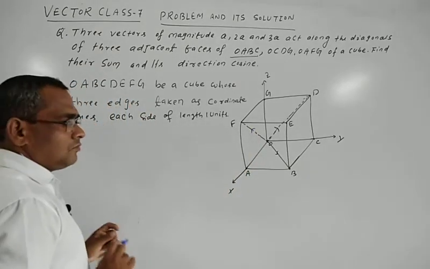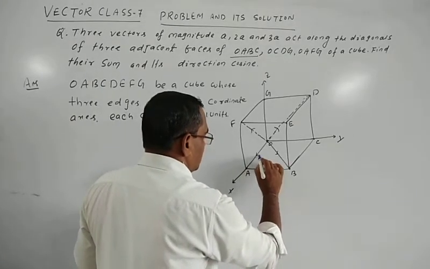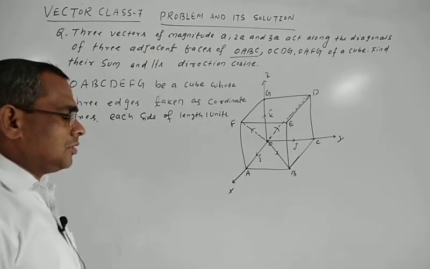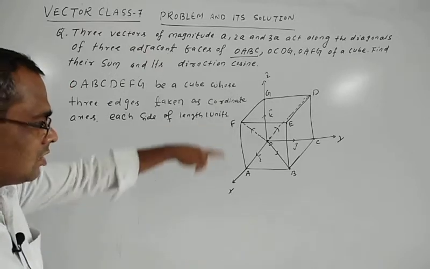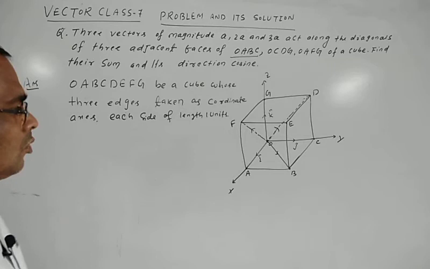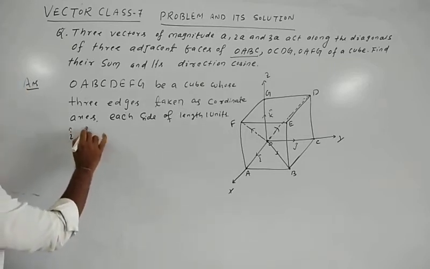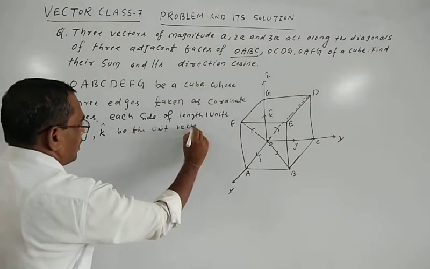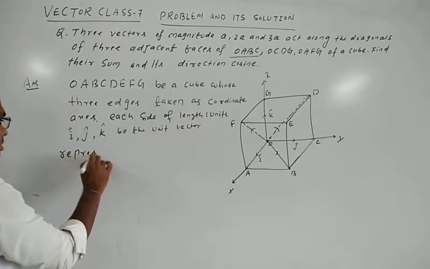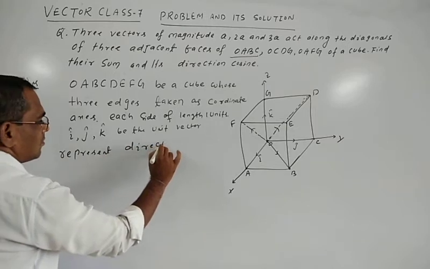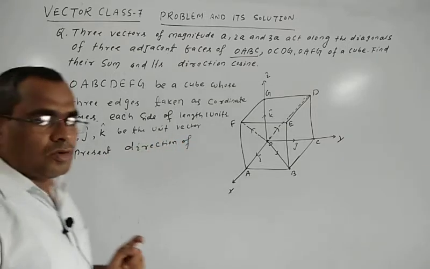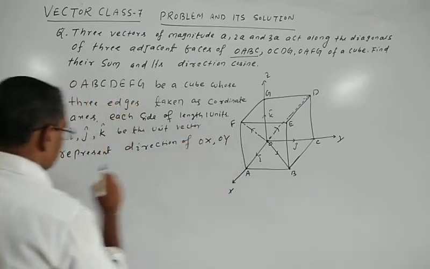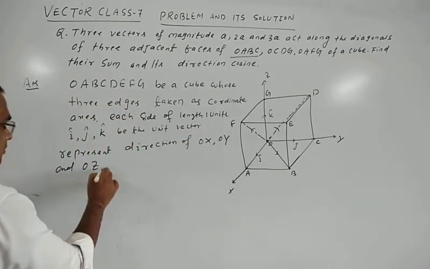Now i cap, j cap and k cap are unit vectors which represent the directions of the coordinate axes OX, OY and OZ respectively.